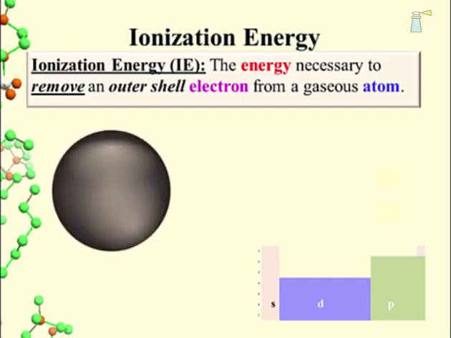From a cartoon perspective, an example of ionization has an atom struck by some sufficient amount of energy that knocks off one of the outer shell electrons. The atom becomes a cation, and as we will see later in the lecture, with one less electron, the radius of the ion is less than the radius of the atom.